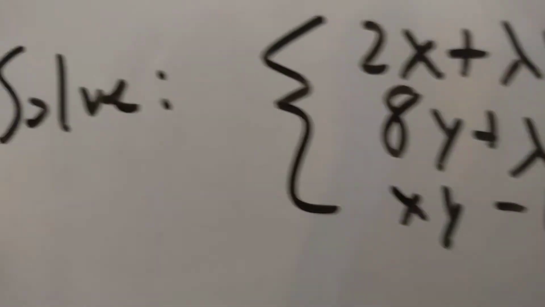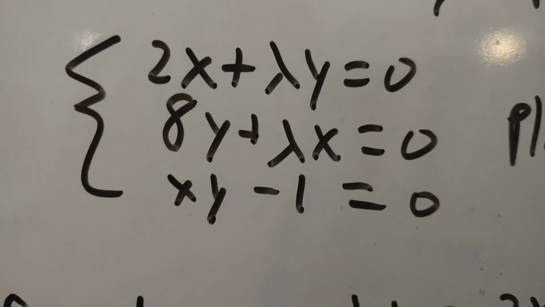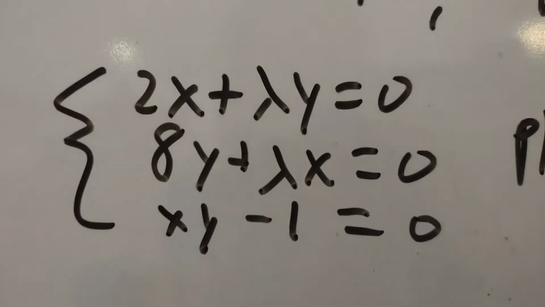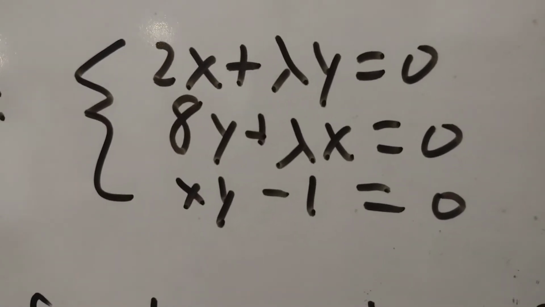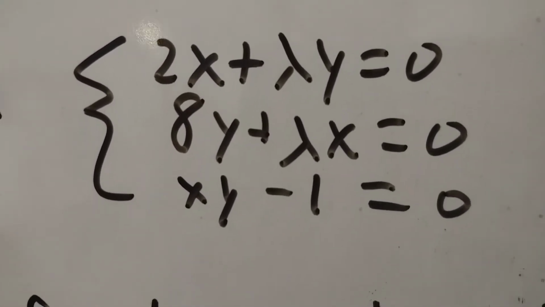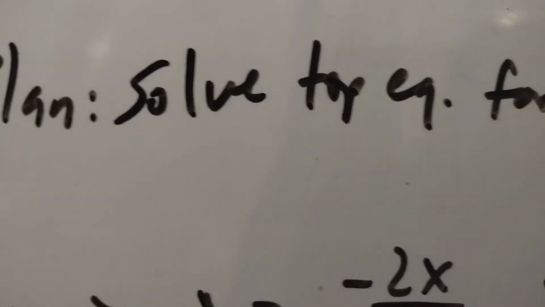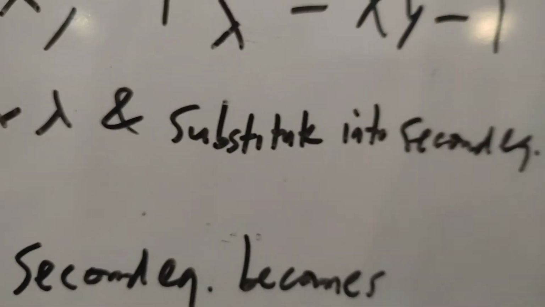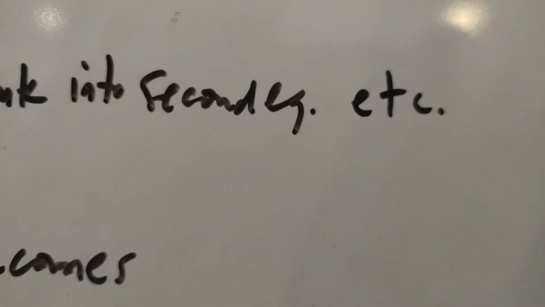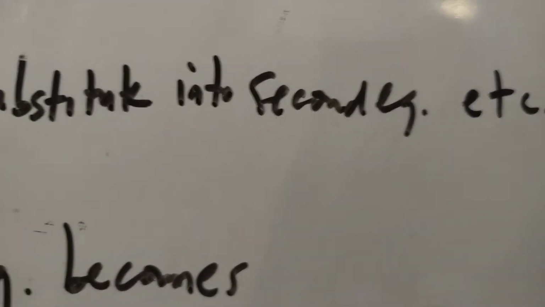Okay, now that we have those partial derivatives, we want to solve this system. This system is a little bit involved. We have a system of 3 equations with 3 unknowns. So let's take a look at what the plan is. Each system is a little different. For this particular system, we're going to solve the top equation for lambda and substitute it into the second equation, etc.